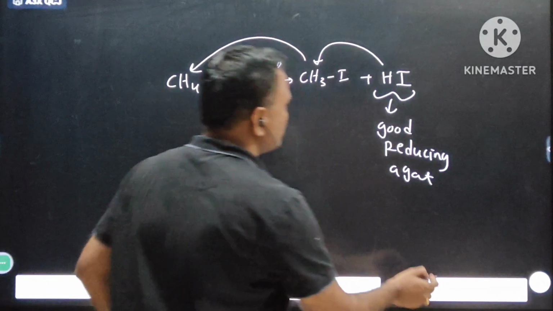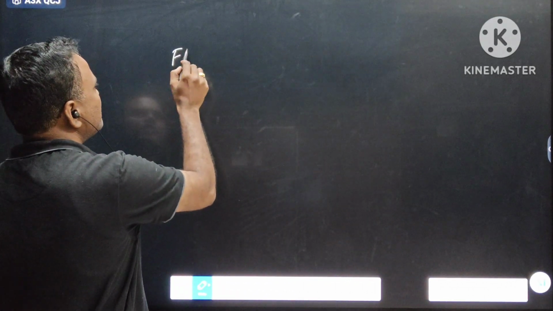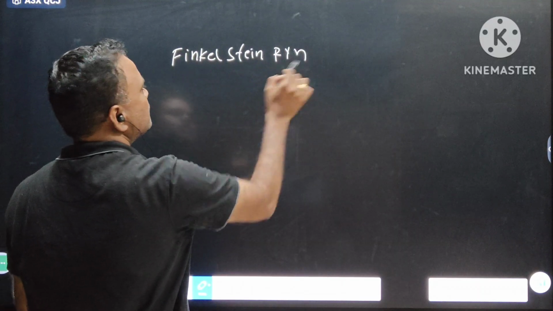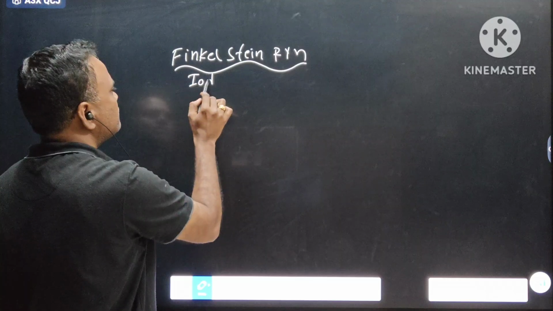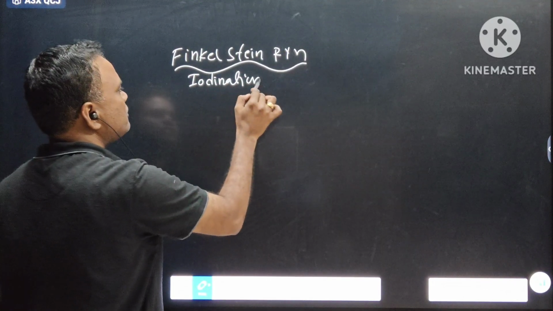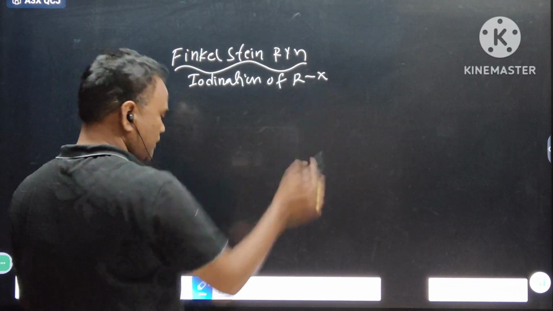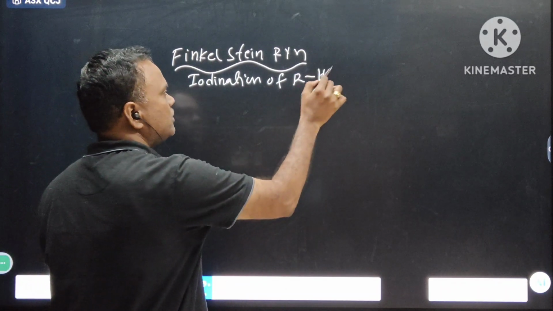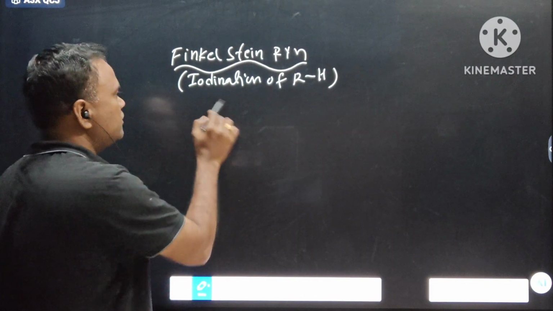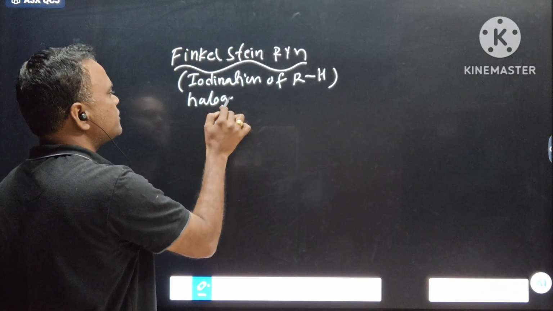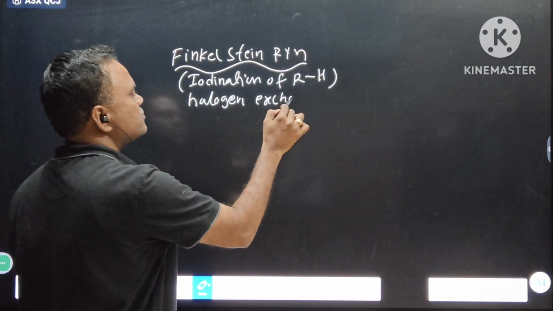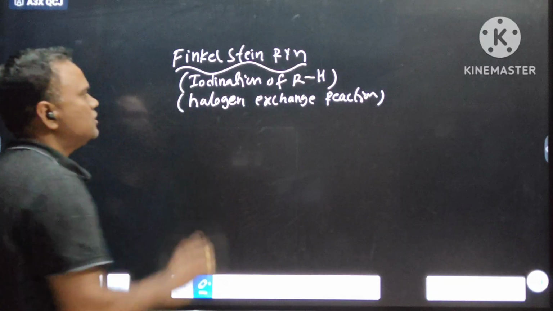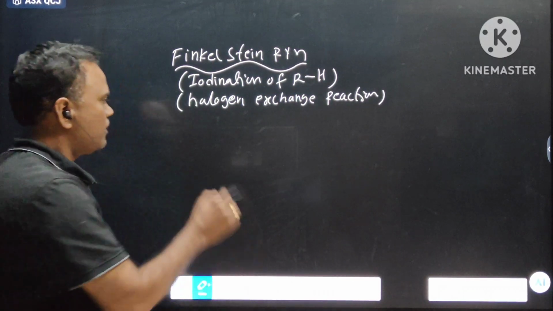Let us write the next reaction. Finkelstein reaction. The Finkelstein reaction is used for iodination of alkane. RH stands for alkane. This is also called a halogen exchange reaction.